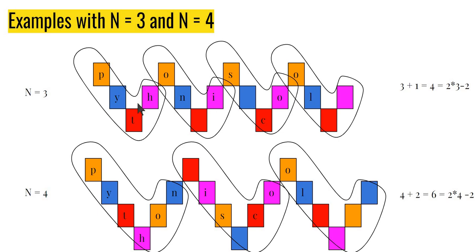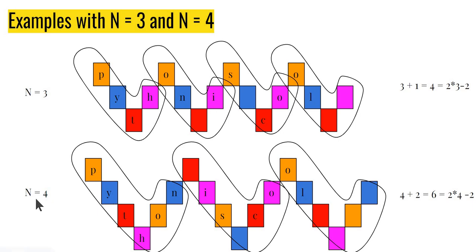So how is it n plus, let's say, n minus 2? Well, because I do n rows this way, so 1, 2, 3, and 1, which is n minus 2. So essentially I'm doing 3 plus 1, which is 4, which is also the same as 2 times n minus 2, which is 2 times 3 minus 2, right?